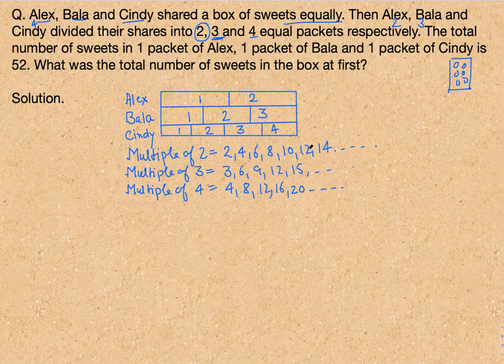Now what do you think? If you look at it closely, what is the least common multiple? Clearly it's 12. See, 12 is here, 12 is here and 12 is here. So the least common multiple of 2, 3 and 4 is 12.